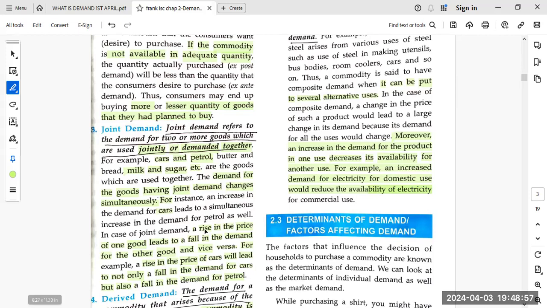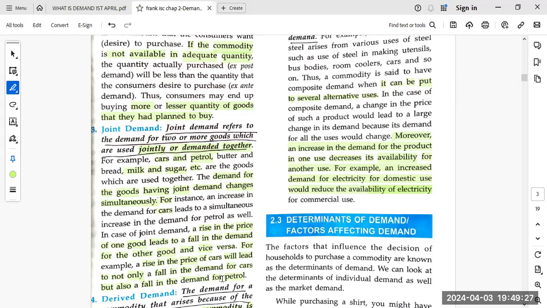So what will happen to the price and quantity demanded? In case of joint demand, a rise in the price of one good leads to a fall in the demand for the other good and vice versa. For example, a rise in the price of cars will lead to not only a fall in the demand for cars, but also a fall in the demand for petrol. Now, this is one of the disadvantages. In case of joint demand, what is the impact of price?